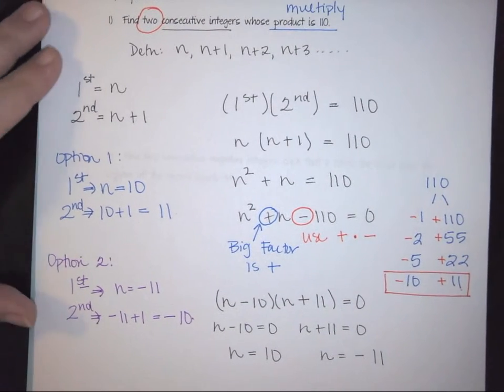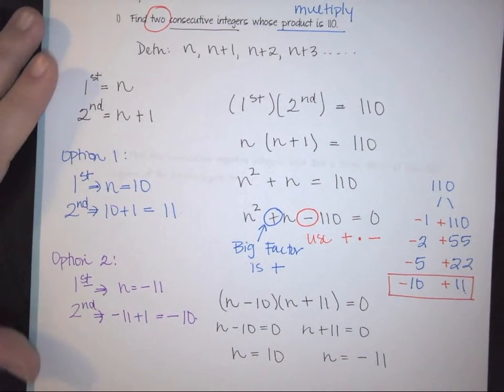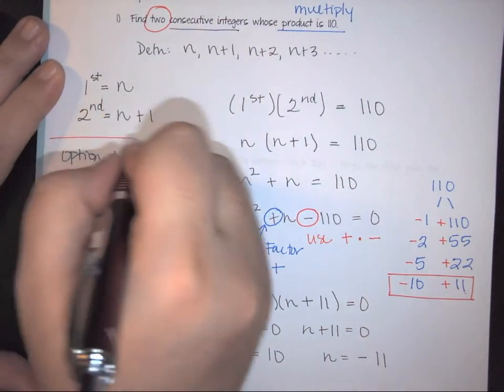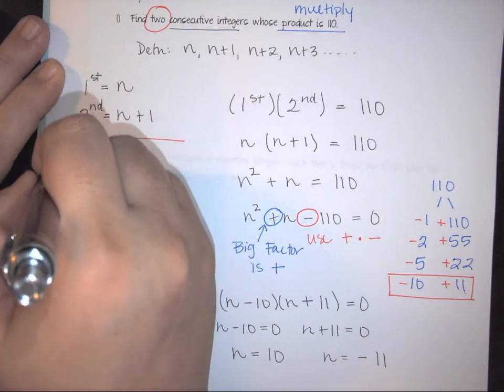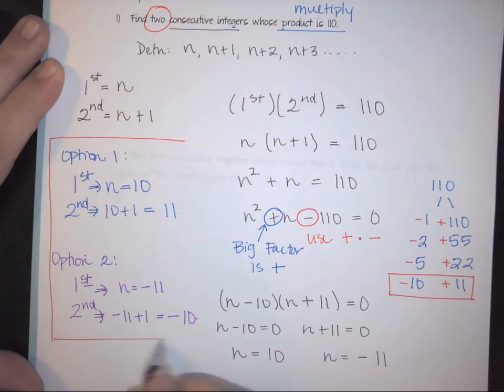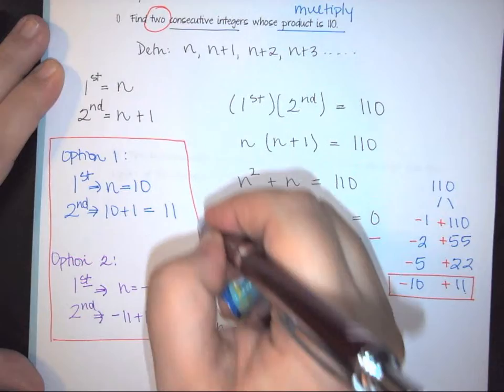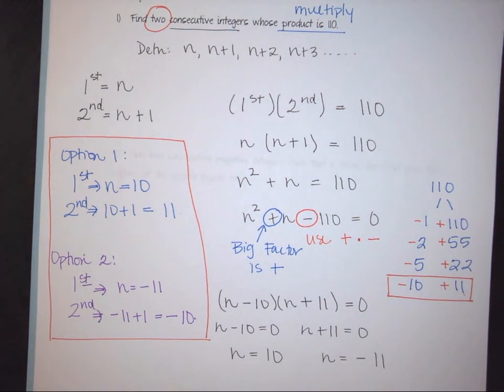Okay? So when we're talking about the solutions that we had, we would have to include both options as our viable solutions to our problem.